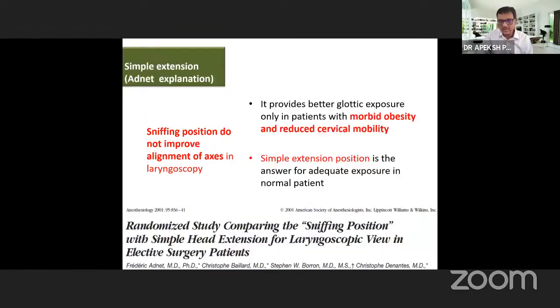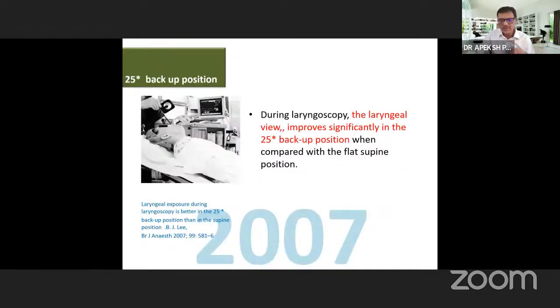So what he did, in the same year, he did another study for more than 396 patients. And he proved that the sniffing position do not improve the alignment of axis. And sniffing position is helpful specifically in patients with morbid obesity and with reduced cervical mobility. And he has suggested to use simple extension when you get difficulty in laryngoscopy in a sniffing position. And one another publication by Dr. Lee, he has suggested to use 25 degree head up position which improves the laryngeal view significantly.